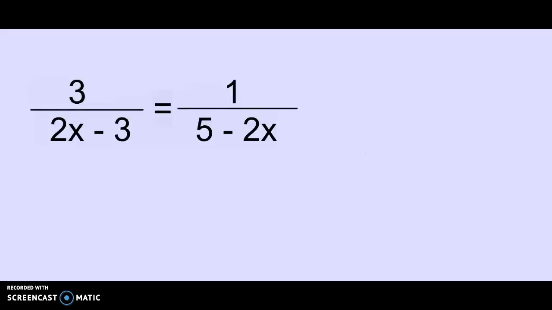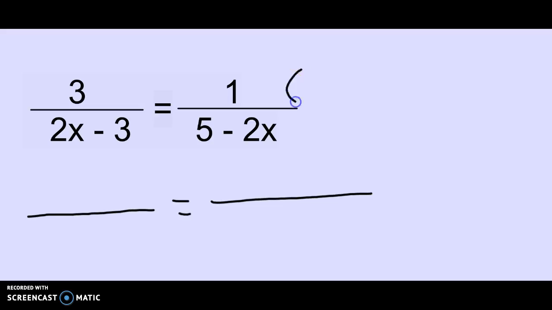All right, let's try another one that's a little harder. Again, you can cross multiply. I'm not going to go through that method with you because you know how to do that. You've done that a lot. So let's get our denominators to be the same and then drop them, which is basically the same as multiplying by the other one.